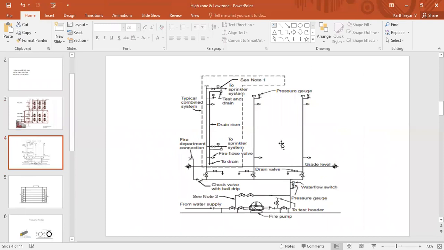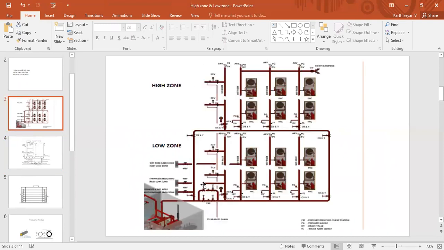If you are going to provide this kind of arrangement, what will happen? Here your pump capacity is 17 bar. So how much pressure rating should the equipment have? Whatever your pump pressure is, firefighting wet systems are all pressurized systems. Here the pump capacity is 17 bar, so the valves, pipes and fittings, all the equipment should cater to a minimum pressure of 17 bar.